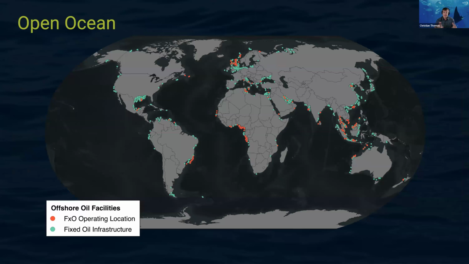So just to dive into this, this map is showing us the global footprint of offshore oil and gas, and focuses on the 24,000 pieces of fixed oil infrastructure that have been identified by Global Fishing Watch since 2017, using a combination of Sentinel-1 and Sentinel-2 imagery. We see those displayed here on the map in these blue points, as well as the data set of 326 FXO operating locations, which SkyTruth has identified since 2013, displayed here in orange. And this is our starting point for analyzing how offshore oil is impacting our oceans and our climate.